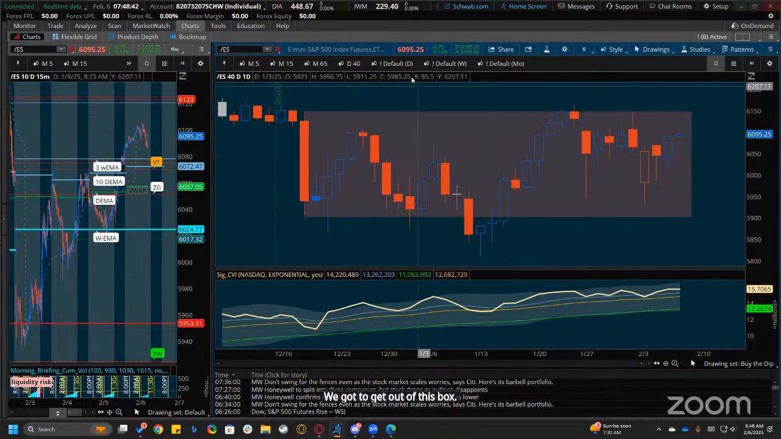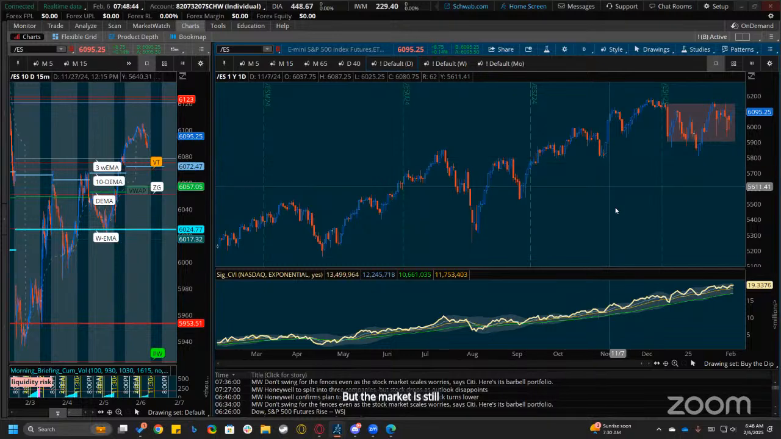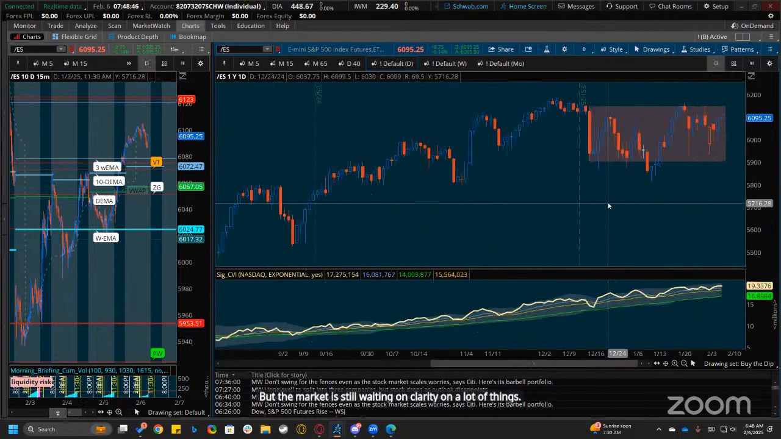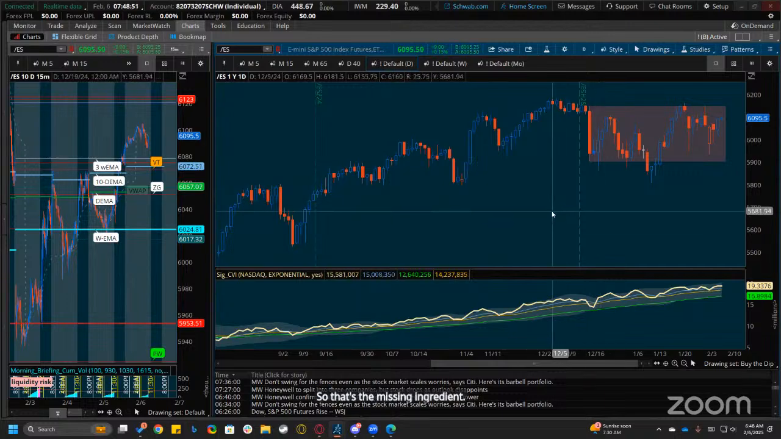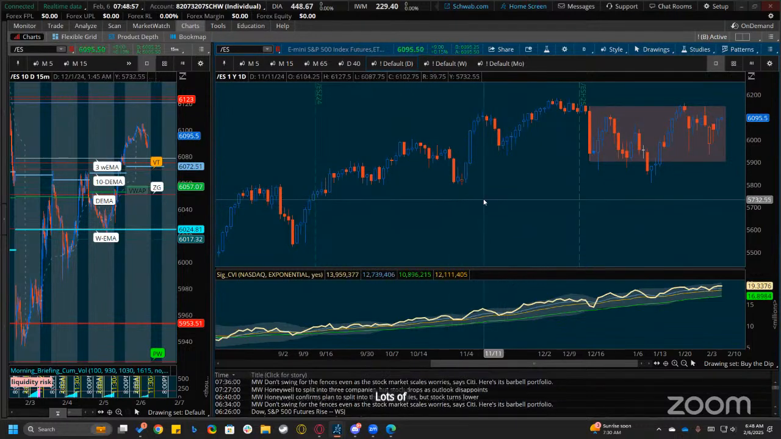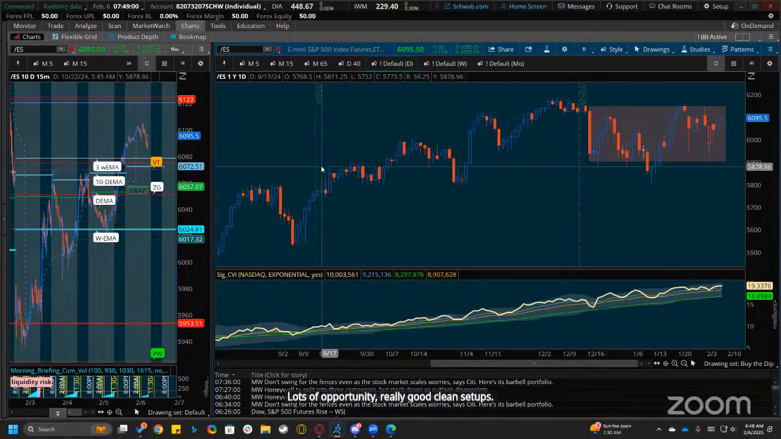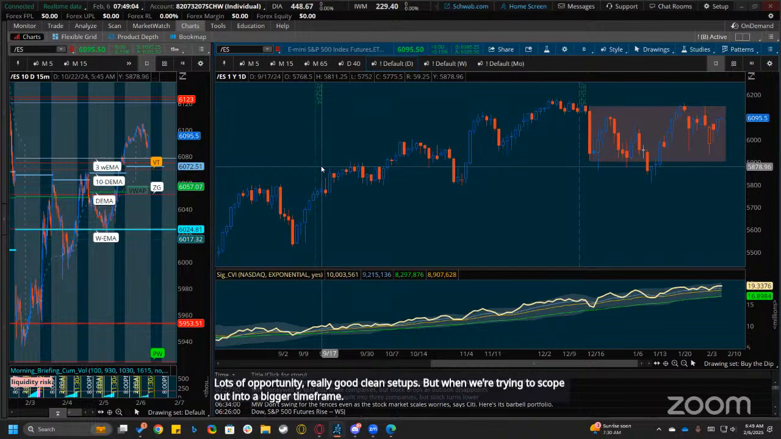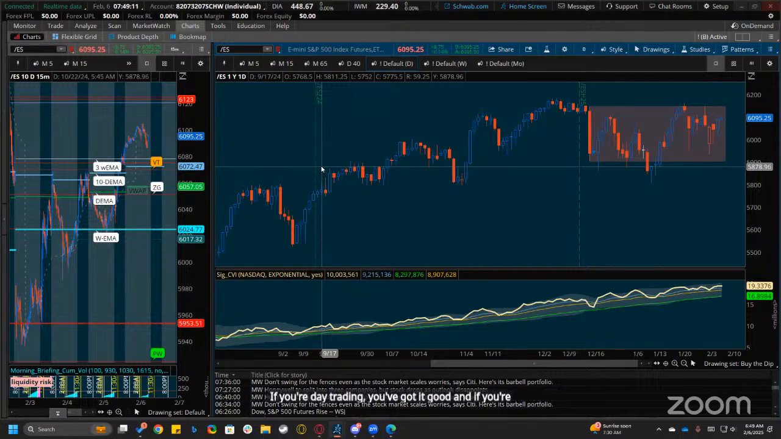But the market is still waiting on clarity on a lot of things. So that's the missing ingredient. Doesn't mean we can't trade. From a day trading point of view, there's been plenty of movement, lots of opportunity, really good clean setups. But when we're trying to scope out into a bigger time frame, the middle of the road swing traders are the ones that have it the worst. If you're day trading, you've got it good. And if you're really long-term trading, you've got it good.